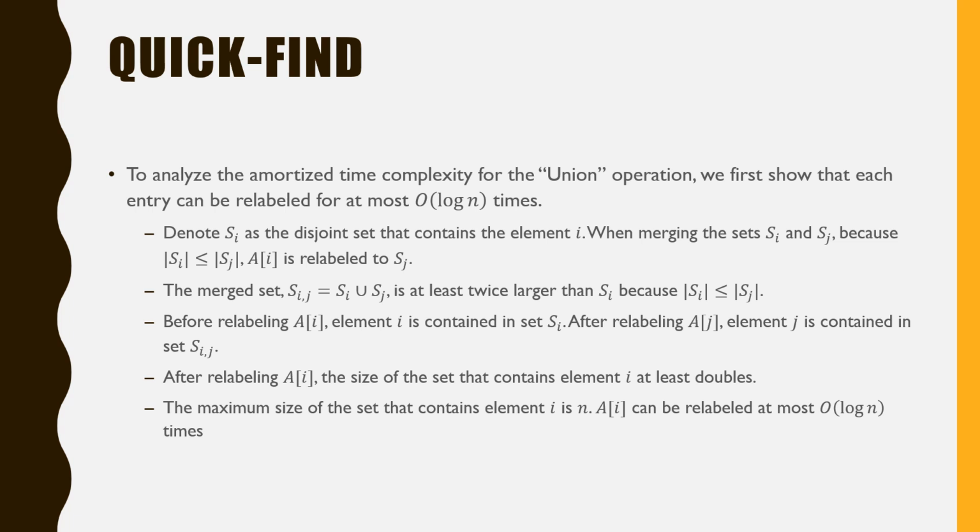After merging, the new set Sij is at least twice as large as Si. This means that after each relabeling, i belongs to a set that is at least twice the size of its previous set. Because the largest possible set contains n elements, a single element set can at most double O(log n) times before reaching size n. Thus, any given element can be relabeled at most O(log n) times.